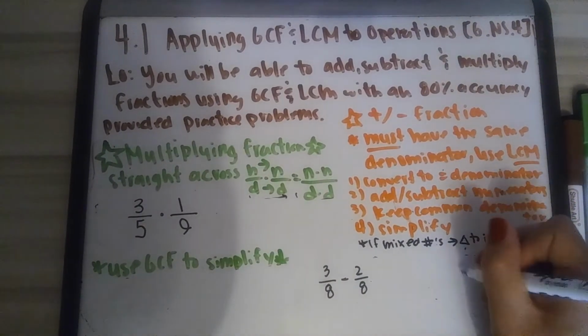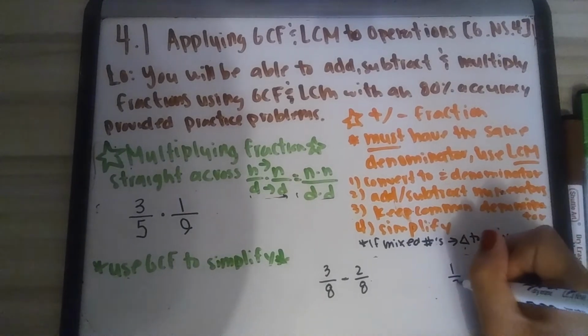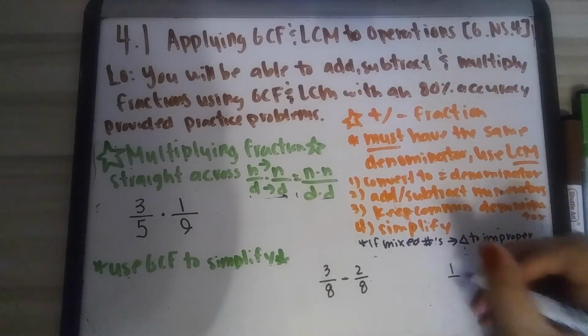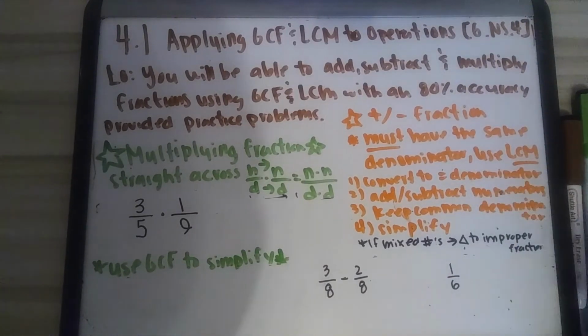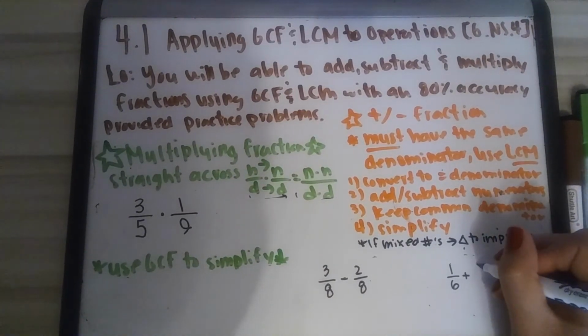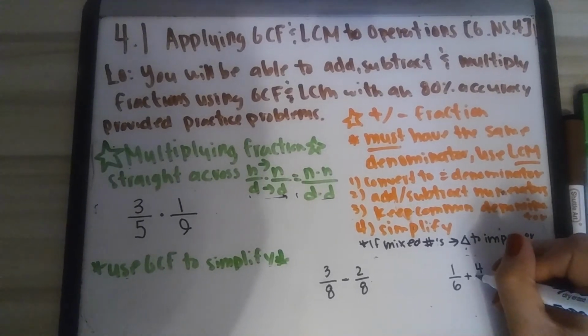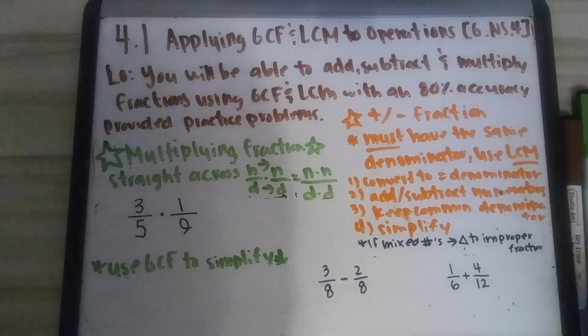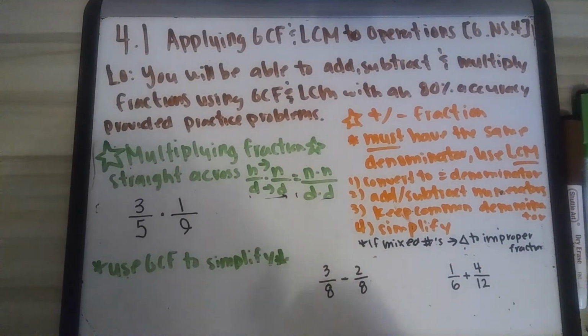And for addition, let's do 1 over 6 plus 4 over 12. Okay, so go ahead and do those 3 for me. Remember, math is magical. You're amazing, and you can do this.